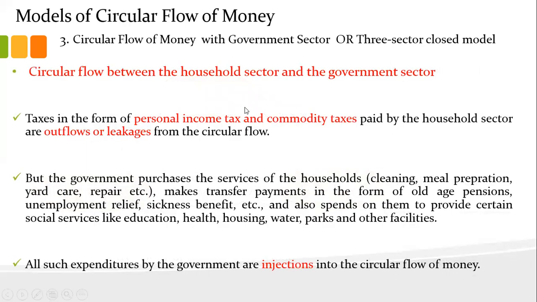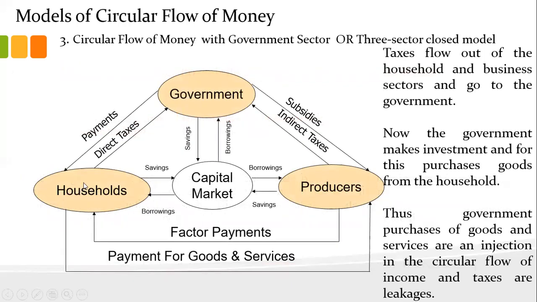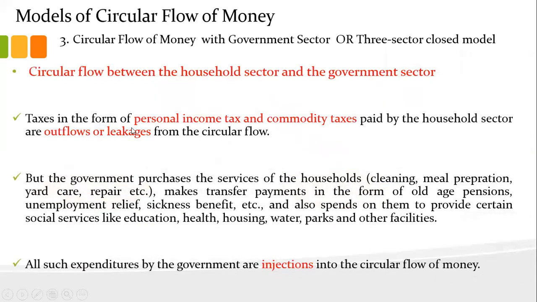First we will discuss the flow between household sector and government sector. Household sectors are paying taxes, and on behalf of that they are getting payment for the services bought by the government. Taxes in the form of personal income tax and commodity taxes paid by the household sector are outflows or leakage from the circular flow. That money paid in the form of tax is reducing their savings as well as their purchasing.